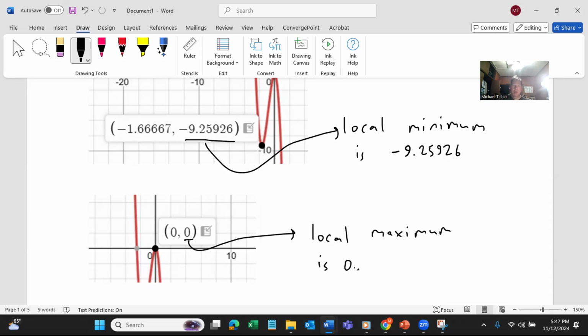Okay, so again, to find a local minimum, just look for a turning point that looks like the bottom of a bowl, which in this case is negative 9.25926. And to look for a local maximum, look for the top of a mountain locally. And in this case, the local maximum is 0. And that's how to find local extrema.